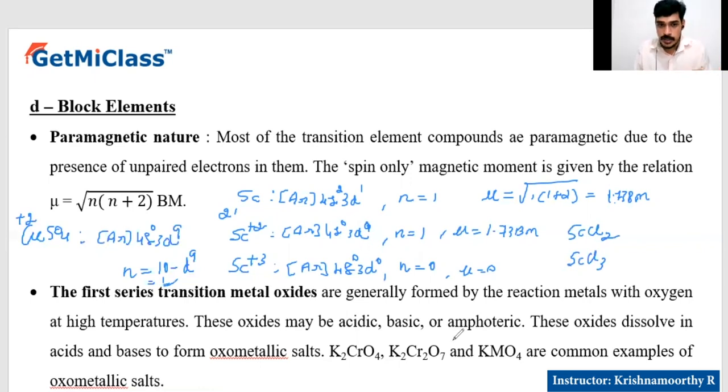These oxides dissolve in acids and bases to form oxometallic salts. For example, potassium dichromate, potassium chromate, potassium permanganate, etc. These are some examples of oxometallic compounds.